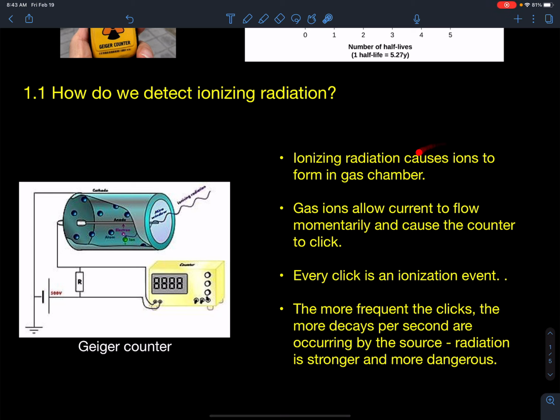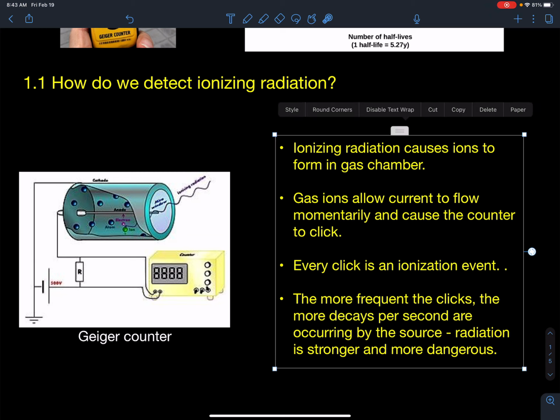So just again, the ionizing radiation causes ions to form in this gas chamber. The gas ions allow current to flow, and every click represents an ionization event. And the more clicks you hear, the more decays per second are occurring from whatever source you're looking at, which means that that source is more radioactive and more dangerous. Okay, and that's a very useful tool. We use it often in science if we're working with radioactive materials to try to track them.